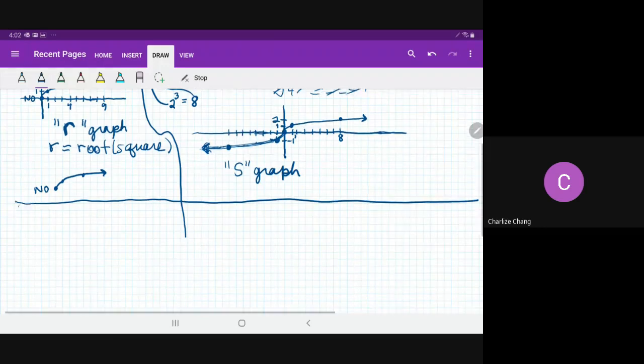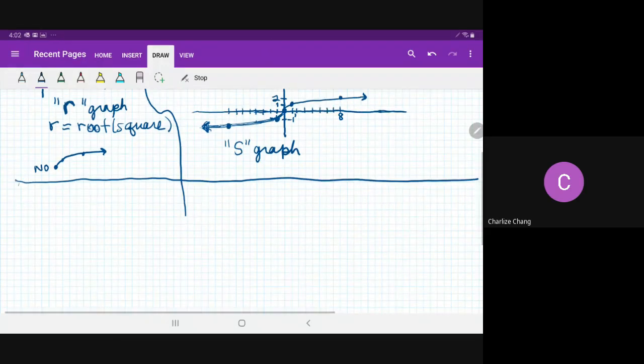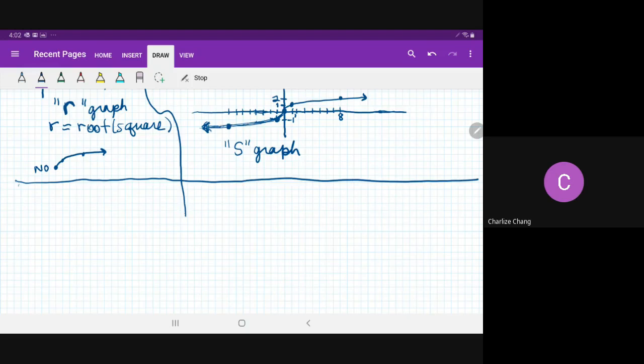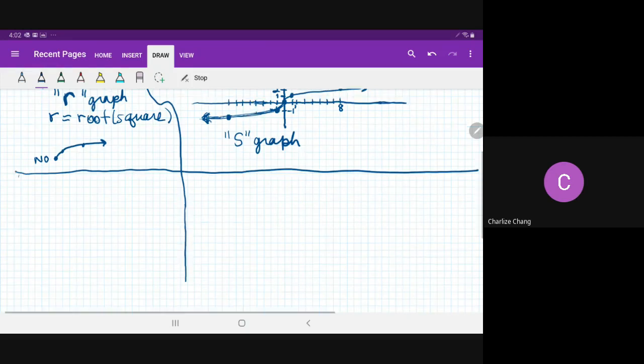Okay, so let's see. What I want to graph next, I want to graph this one. Ready? Square root of x minus 2 plus 5.